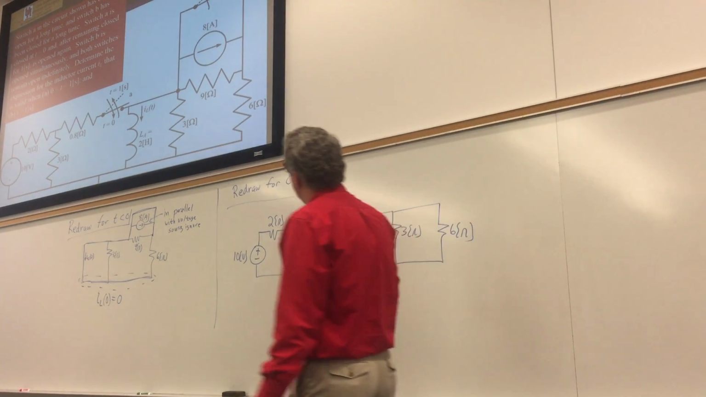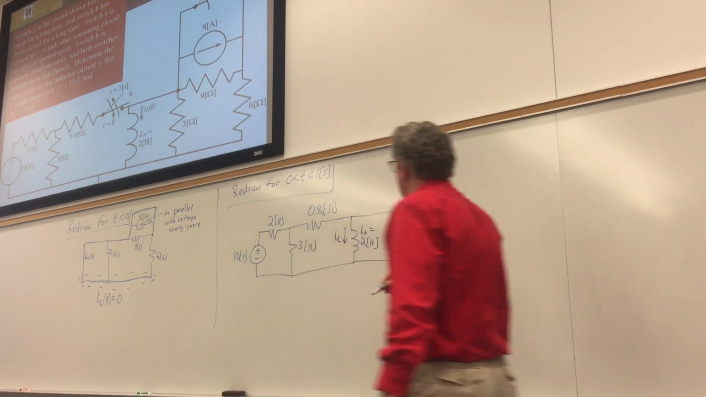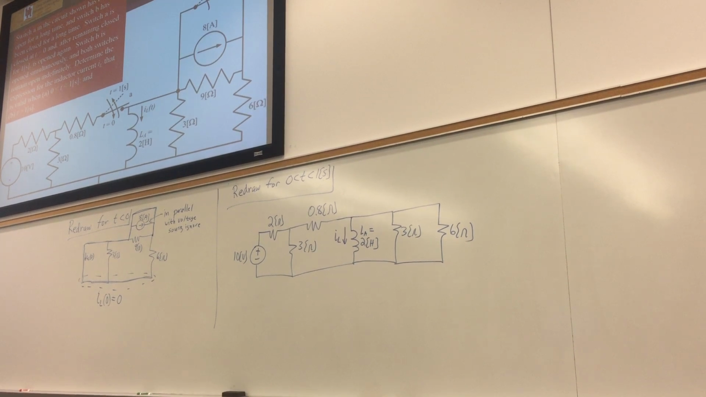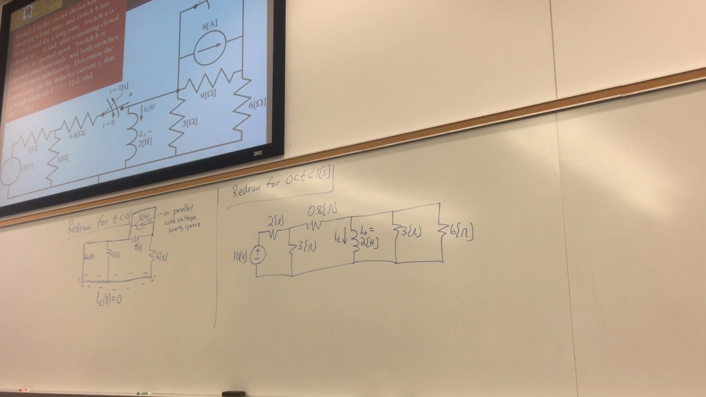All right, what are we looking for? We're looking for I sub L. Here it is. What are we looking for now? We're looking for the time constant. How do we get that? The equivalent resistance seen by the inductor for this circuit. How do we get that? Take out the inductor. And then kill the independent sources.